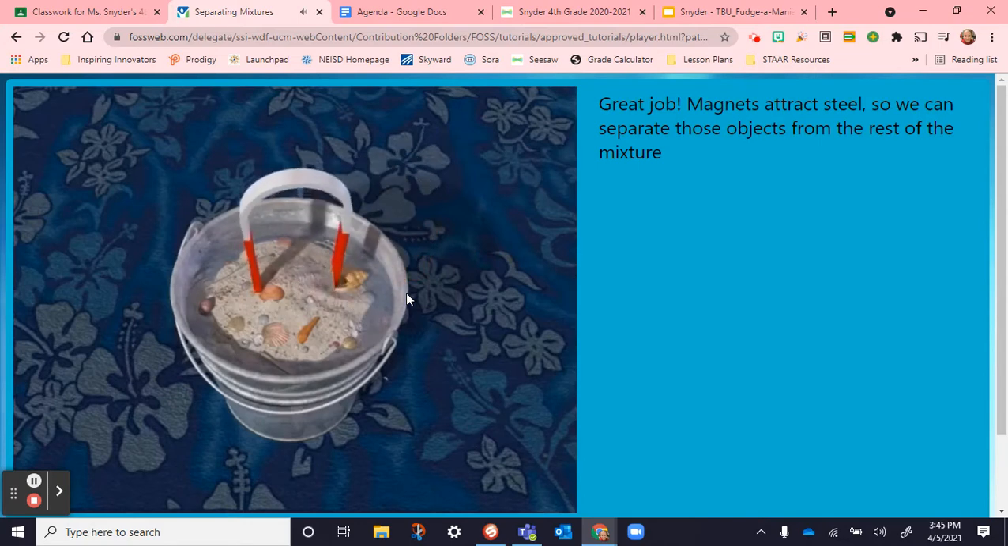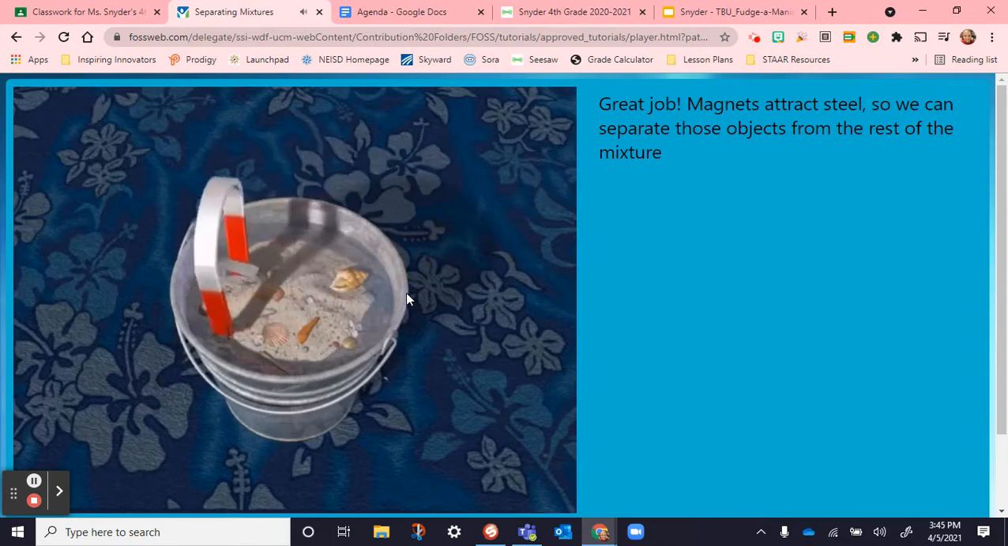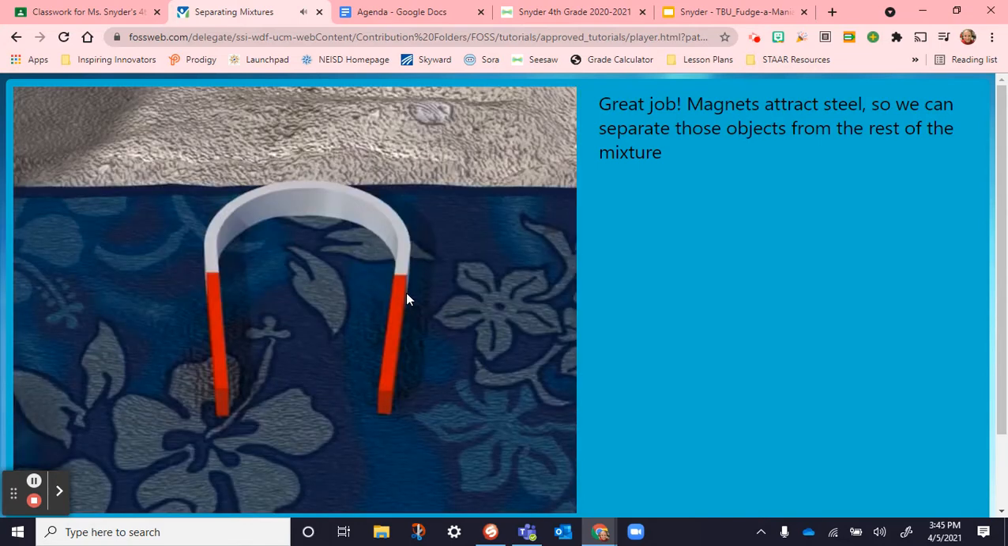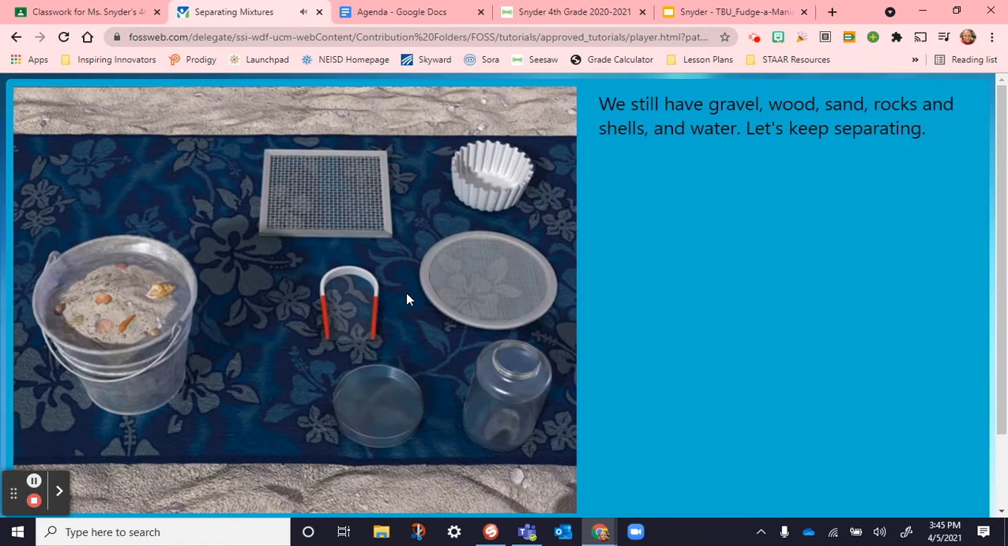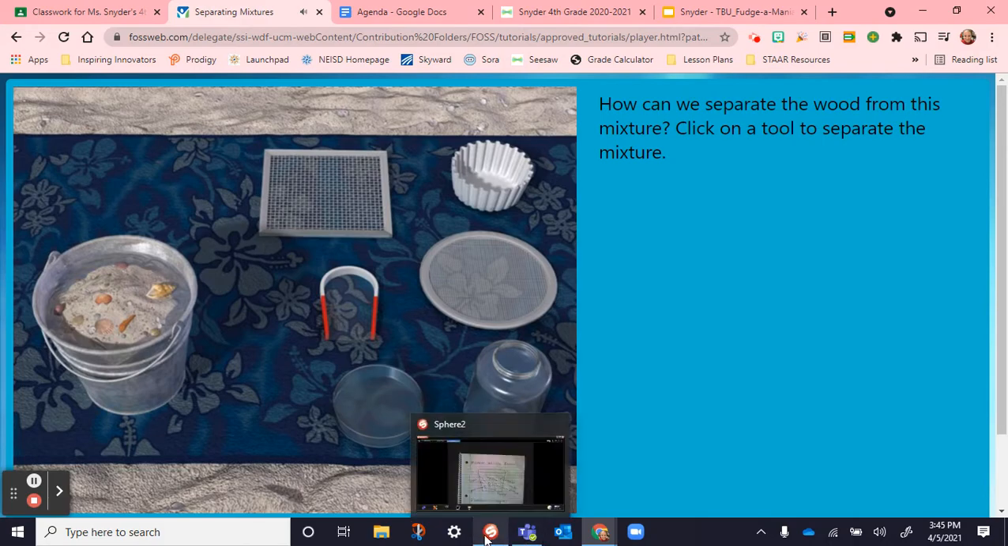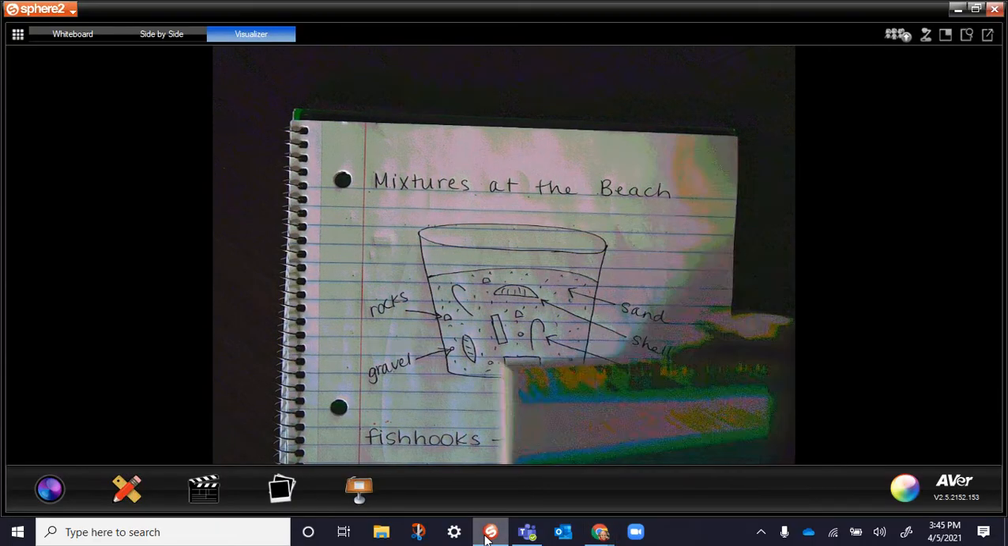Great job! Magnets attract steel, so we can separate those objects from the rest of the mixture. We still have gravel, wood, sand, rocks and shells, and water. Let's keep separating. How can we separate the wood from this mixture? Click on a tool to separate the mixture.